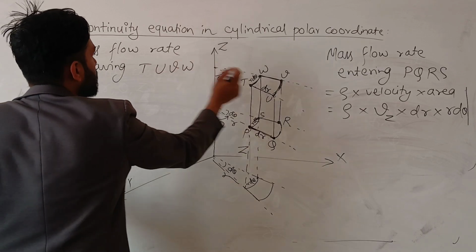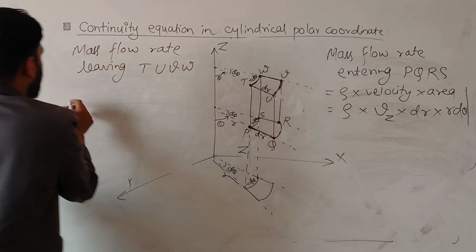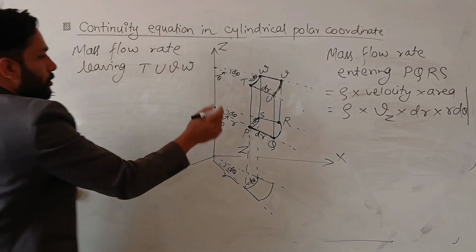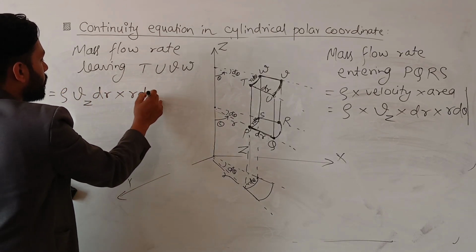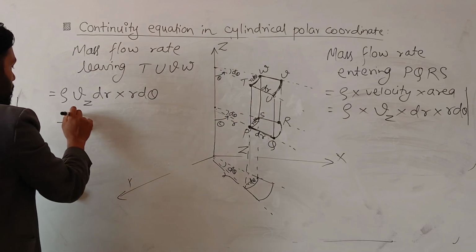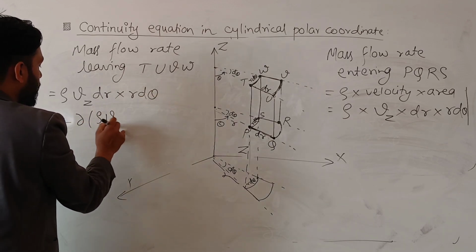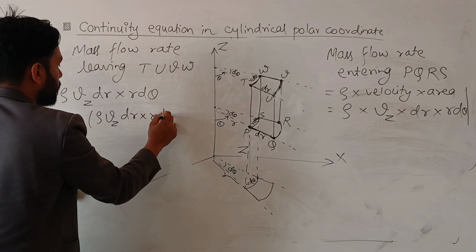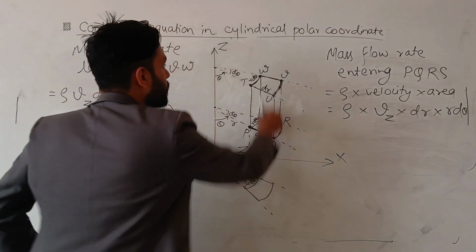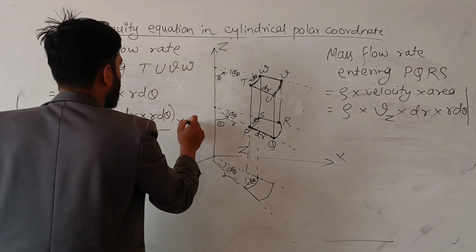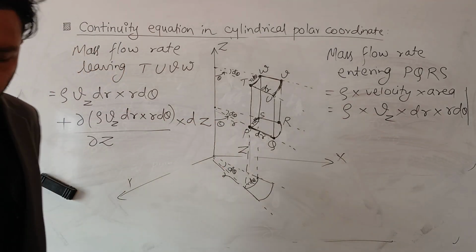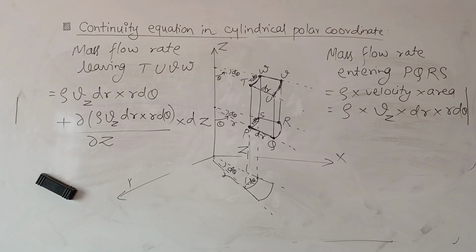TUVW, okay? Mass flow rate leaving TUVW, that is rho Bz dr into r d theta plus del rho Bz into dr into r d theta divided by which direction? This one is z direction, all right? So that's how you have to do del z into dz, okay? This is the mass flow rate leaving TUVW, okay?